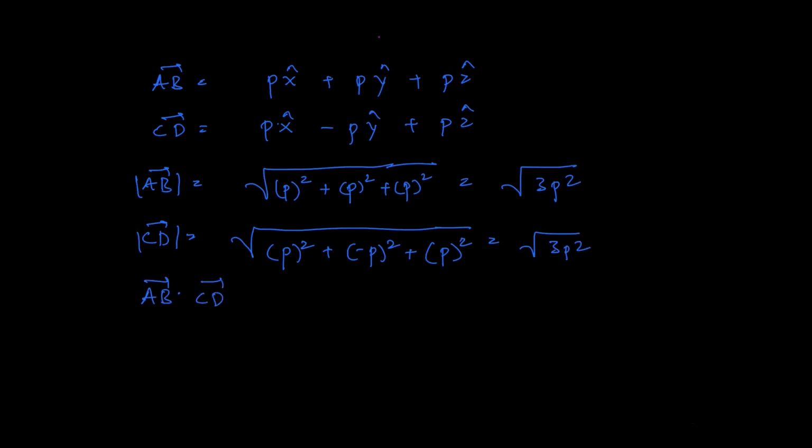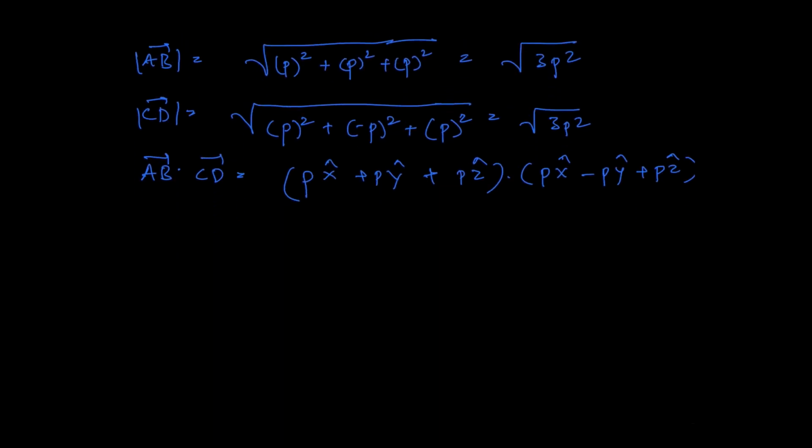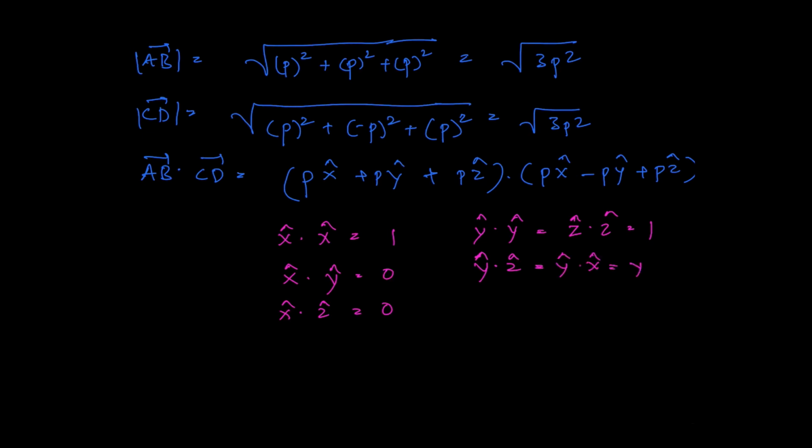What is AB dot CD? That would be Px plus Py plus Pz dot with Px minus Py plus Pz. From vector algebra, which is very primitive, we know that x dot x is equal to 1 and x dot y is equal to 0 and x dot z is equal to 0, and it applies similarly to y dot y equals z dot z equals 1, y dot z equals y dot x equals z dot x equals z dot y equals 0.